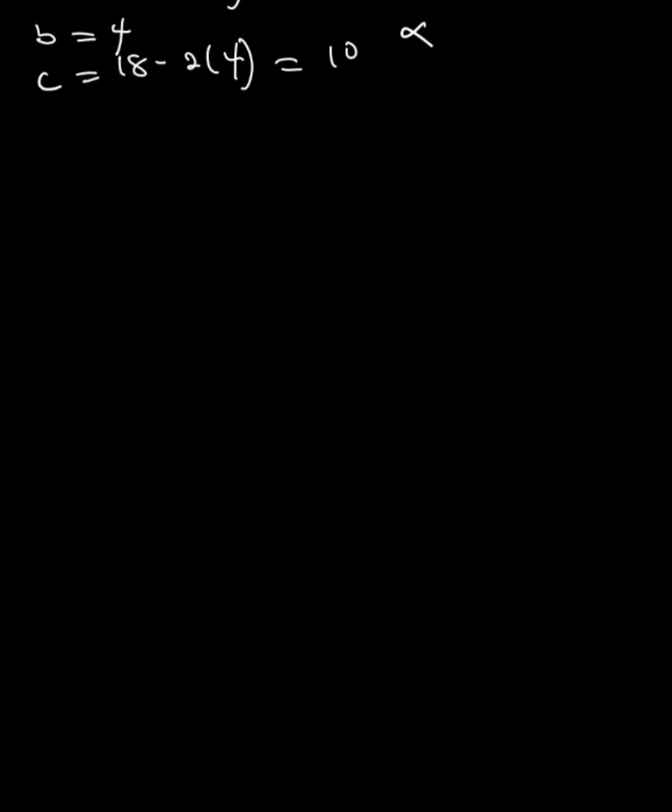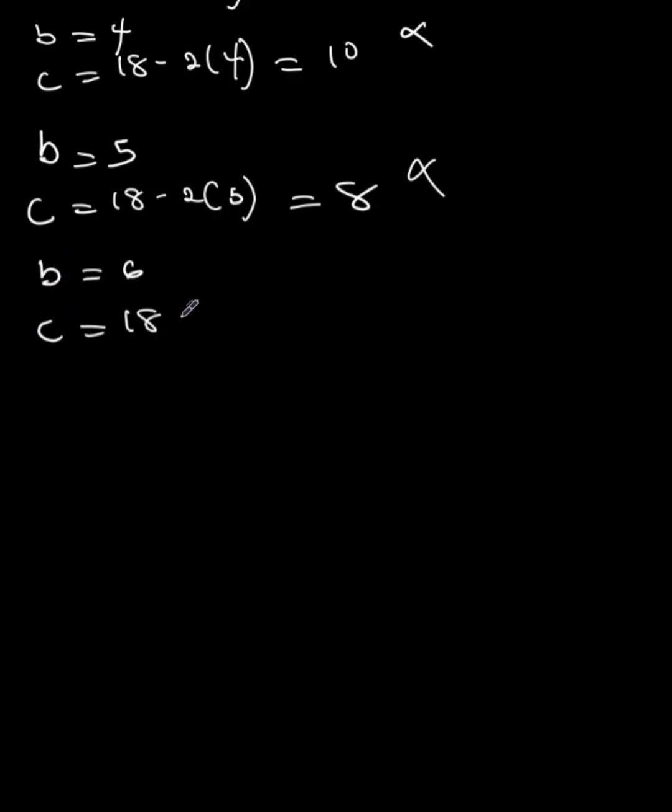Now, let's assume B is equal to 5. C is equal to 18 minus 2 times 5, which is equal to 8. B is still less than C, so B cannot be 5, and C cannot be 8. Now, let's assume B is equal to 6. C is equal to 18 minus 2 times 6, and this gives us 6. At this point, B is equal to C, which is not the condition. Our condition is that B is greater than C. So B cannot be equal to C. So B cannot be 6, and C cannot be 6.